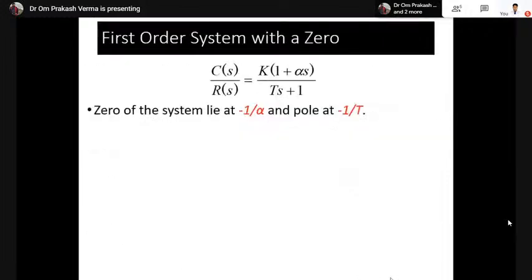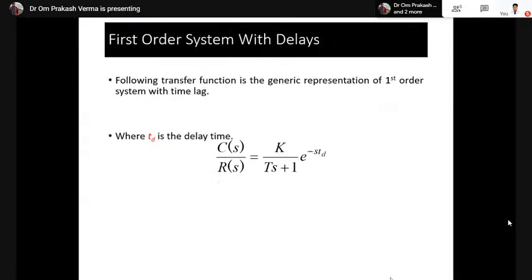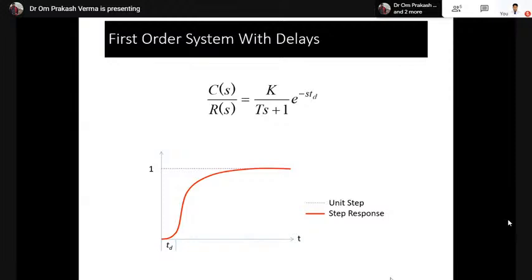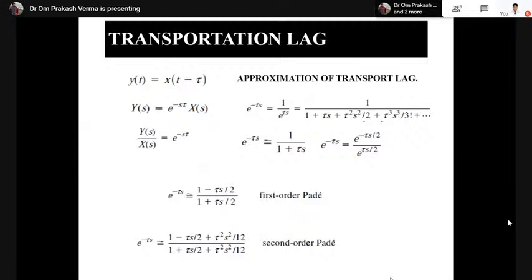Then we discussed the zero case: if a zero of the system is present in the first order system, what is the effect? Then we discussed the delay problem. We took one example, a delay e to the power minus s t_d, combined with the first order system. Then we saw that you can check the step response or the impulse response of the system also.